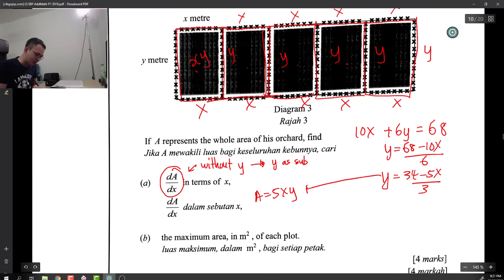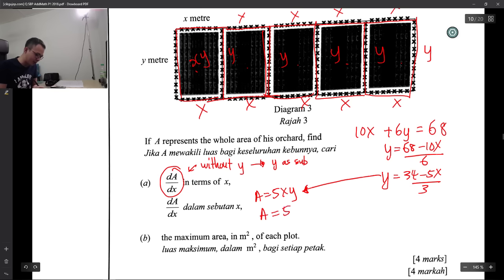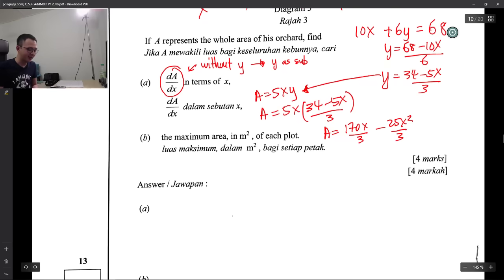Alright, so I will substitute the y into the A here, so my y will be gone. I will have the whole equation in A and x only. So my A should equal 170x over 3 minus 25x squared over 3. This is my substitution, simplifying the equation. Then the next thing I will do is dA/dx, which simplified should give 170 over 3 minus 50x over 3. Alright, so I solved the first part.